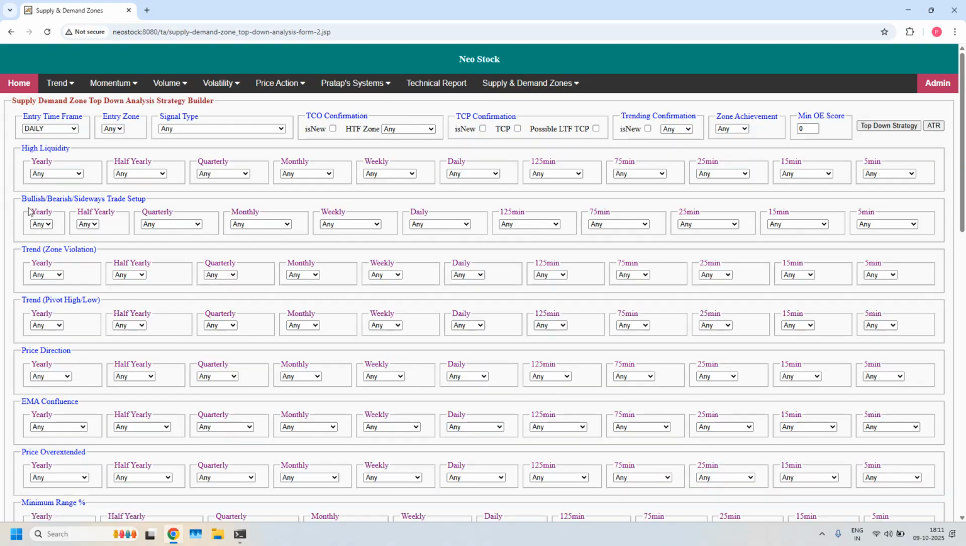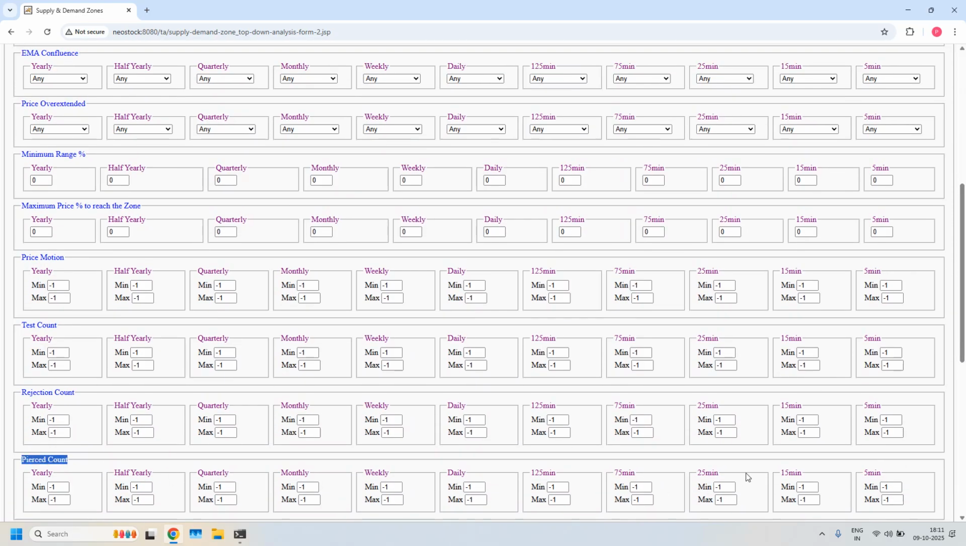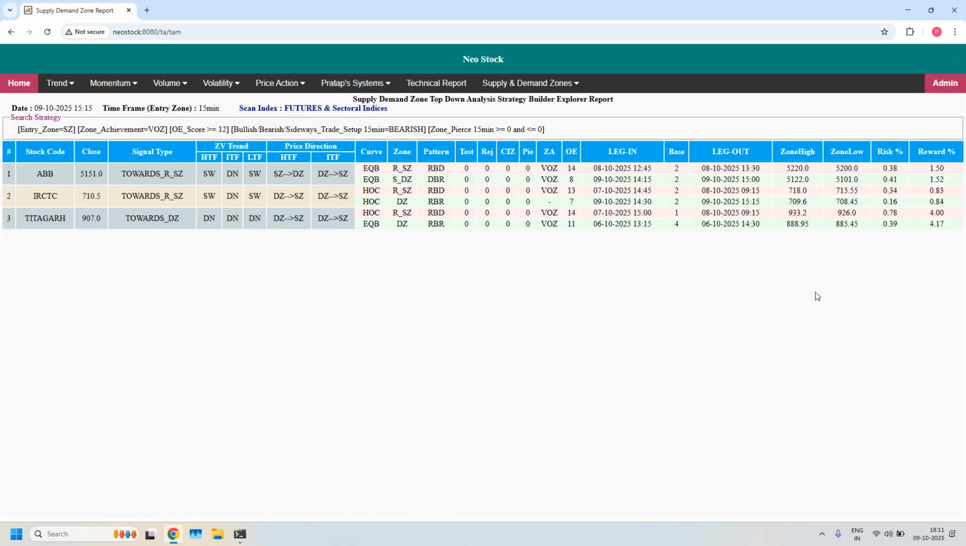Next, bearish trade setup for daily income trade. Entry time frame zones are 15 minutes supply zone. Bullish or bearish at 15 minutes I am selecting bearish. Zone achievement VOZ, minimum odd and hands score 12 for bullish or bearish, and 15 minute supply zone should not be pierced. So in the pierced count at 15 minutes time frame I am setting minimum value 0, maximum value 0. With these filters, we got 3 stocks.